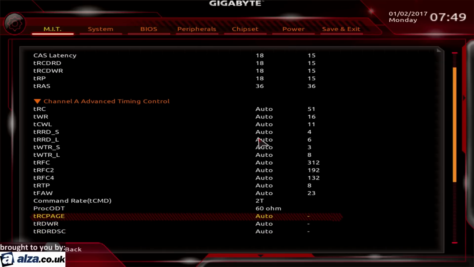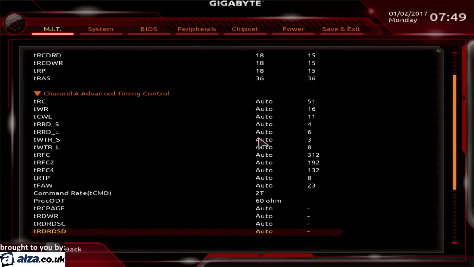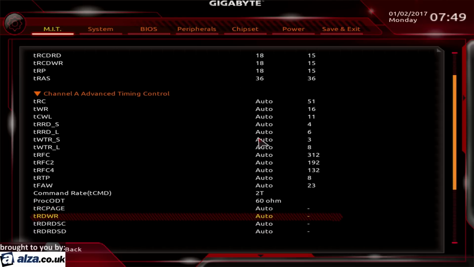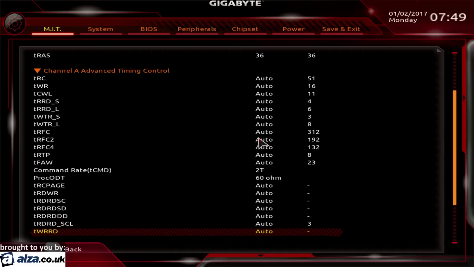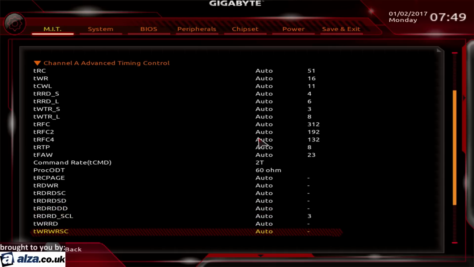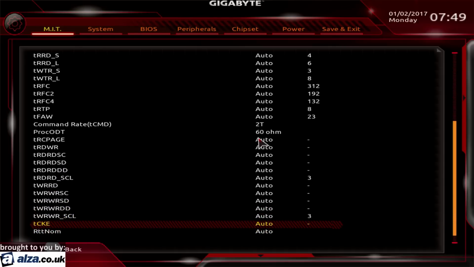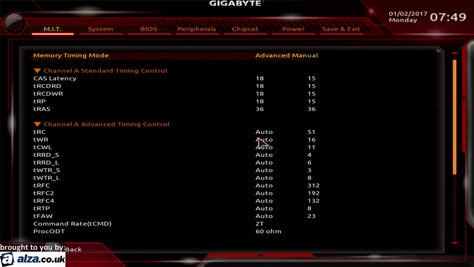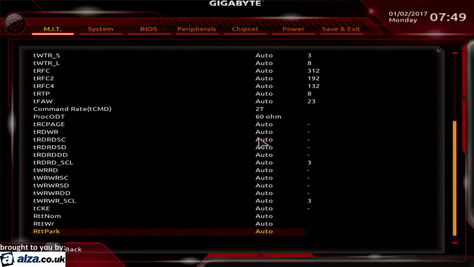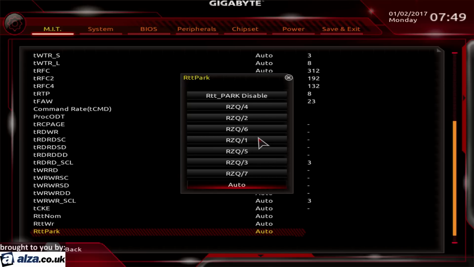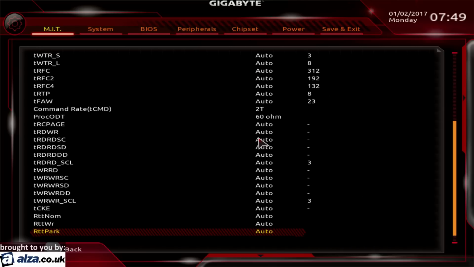TRC page, don't ever mess with, leave that one on auto. I've not noticed a reason to mess with that one. TRDWR, TRDR, you can just leave the board to do these on its own. TCKE, you might want to tweak this one down, as it tends to get a little bit high unnecessarily. And then the RTTs, no idea what to do with those. So you're going to want to leave those on auto.